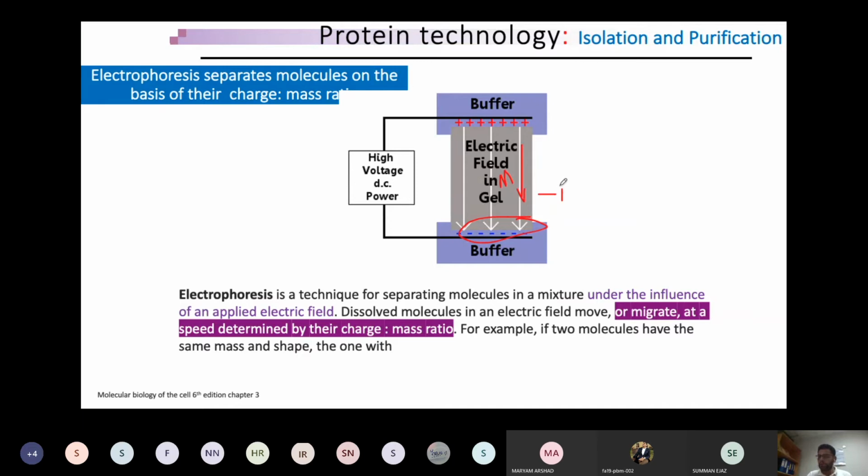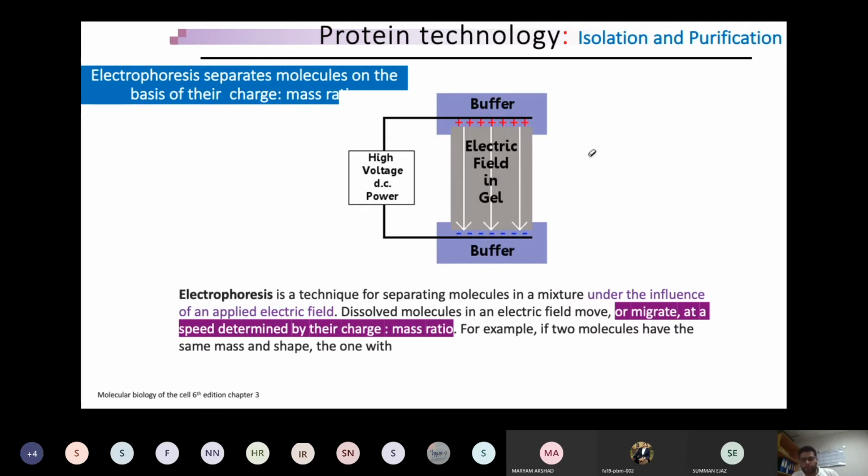So what is the other factor which could be hampering this whole thing? Their mass. So you could separate proteins on the basis of mass to charge ratio, charge to mass ratio. And if all the proteins have the same charge, of course the decisive factor is the mass. So heavier proteins will be moving much more quickly than the lighter proteins.